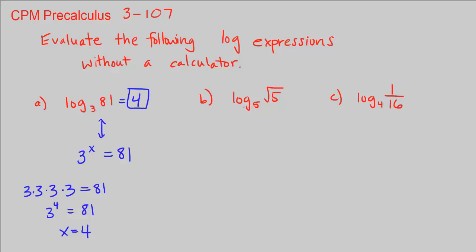Okay? Part B, we could start the same way. Let's say it's equal to x for now. That means we can rewrite this as an exponential using the definition of a logarithm: 5 to the power of x is equal to square root of 5. Well, we know that square root is the same as 5 to the power of 1/2, because this is just a fractional exponent representing the square root. That means x is equal to 1/2, right?